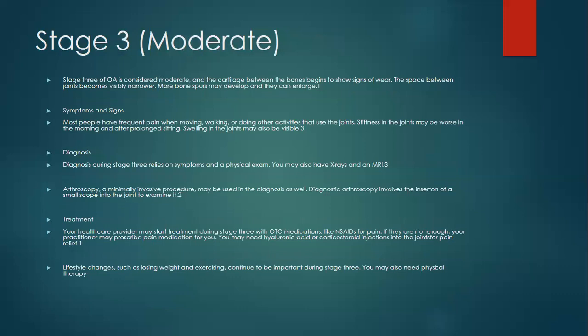Stage 3 is moderate. Now, moderate is where the cartilage between the bones begins to show some signs. The space between joints becomes visibly narrower, more bone spurs may develop, and they can enlarge. Signs and symptoms can be pain while walking, moving, or doing any other activities. Stiffness can worsen in the morning, and prolonged sitting can lead to swelling.